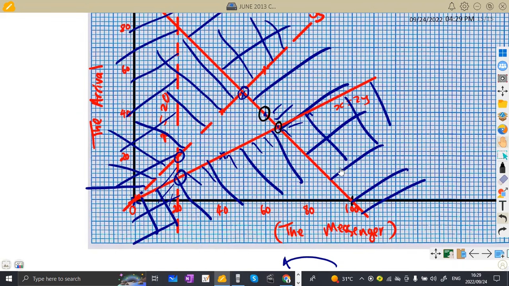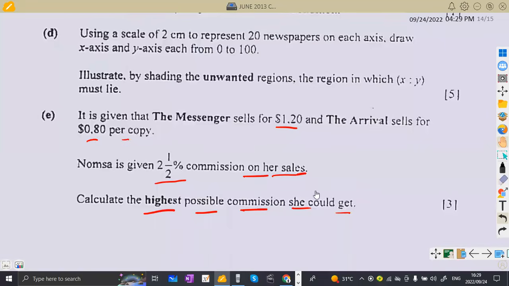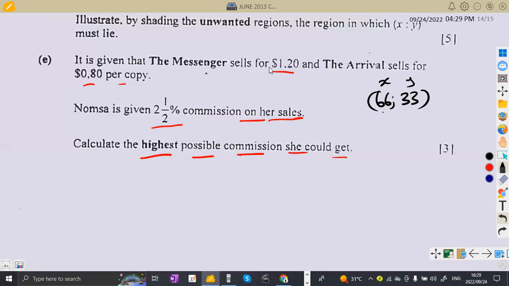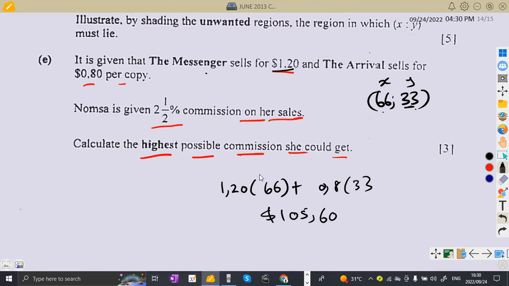So you said 66 versus 33. Okay, let us see what we're going to have if we work with the point 66 versus 33. So remember x, y, the x is the messenger. So the messenger is $20. So it's going to be $20 times 66 plus the arrival is y. So how many copies do we have? We sold 33 copies. So it's going to be 80 times 33. Okay, so if we add this, we are going to have $105.60. So this is the amount that she sold.